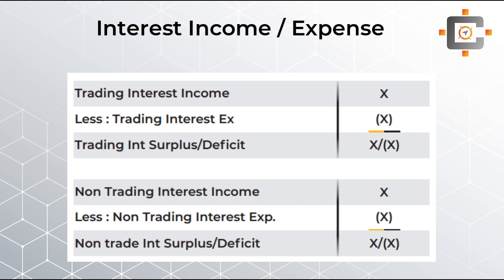Then, students, you can see another pro forma which is separately made for non-trade interest income and non-trade interest expenditures. So once again, you have to net off and see whether you are getting a surplus or a deficit.